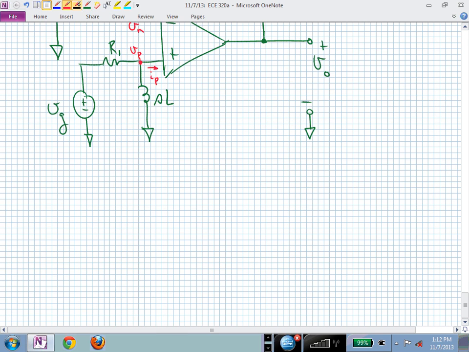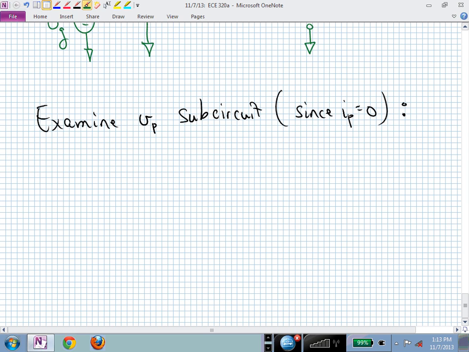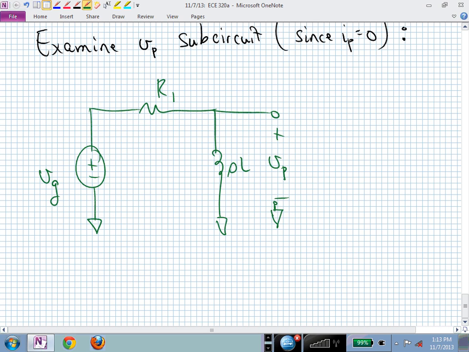So let's examine this sub-circuit that's down in this lower left-hand corner, the V sub P sub-circuit, and we're able to do that because I sub P is equal to 0. So that's a good thing, which says that we can really just pull that piece off and look at it as if we were doing a classical circuit problem. What did we call that? Was it R sub 1? We now have that circuit, and you should be able to do this analysis in your sleep. This is another voltage divider, isn't it?